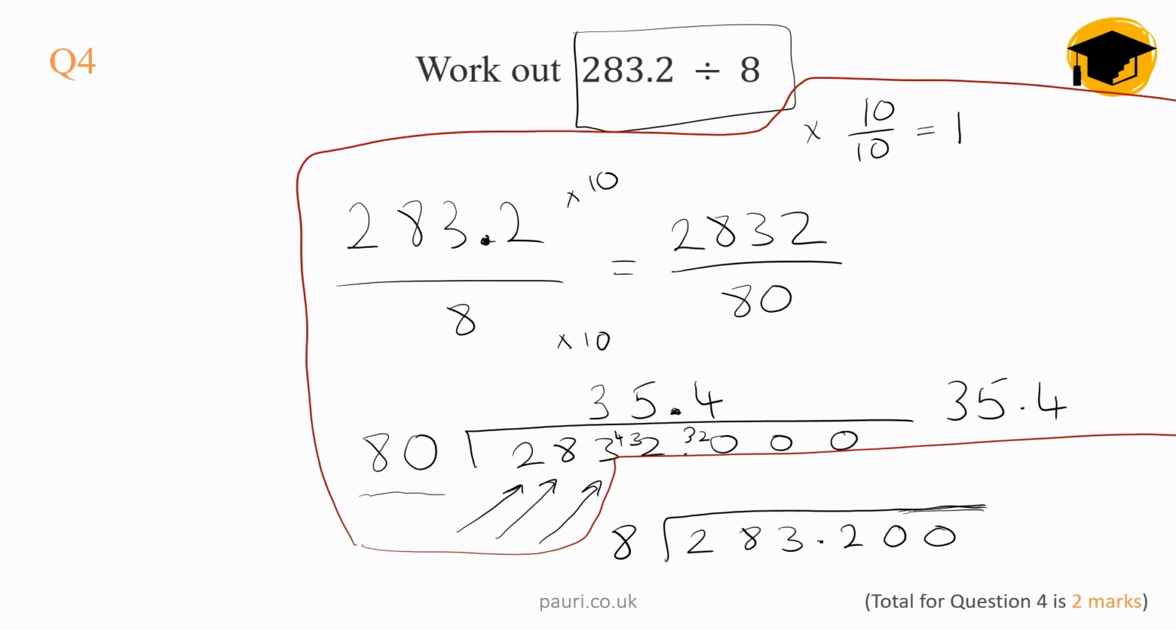How many 8s go into 2? It doesn't go. How many 8s into 28? 8, 16, 24. That goes 3 times, the remainder 4. How many 8s into 43? That goes 5 times, remainder 3. How many 8s into 32? That goes 4 times. Final answer again is 35.4. So you can see that method is a lot quicker than what we've done above. But what we've done above will help when it comes to fractions.